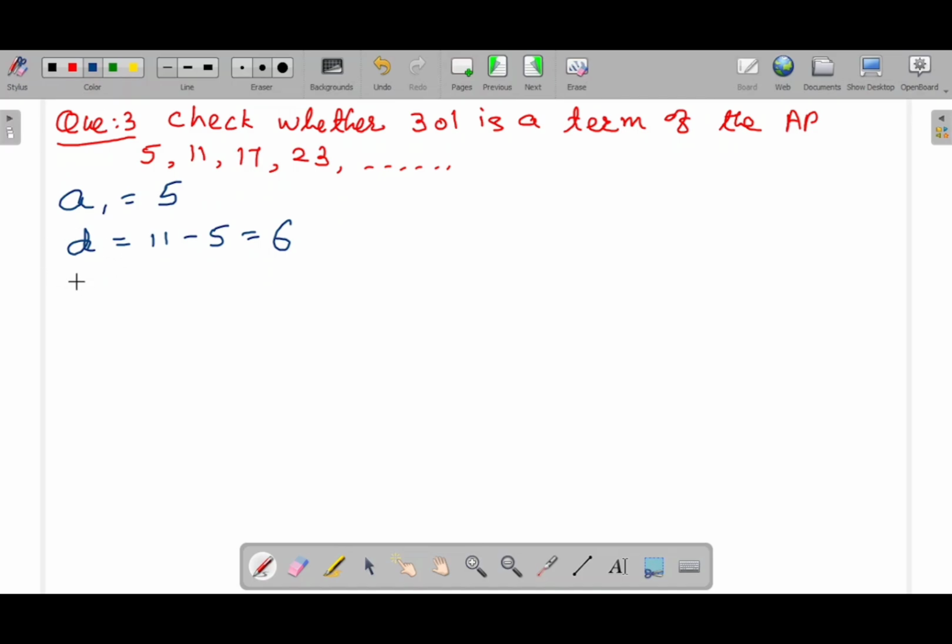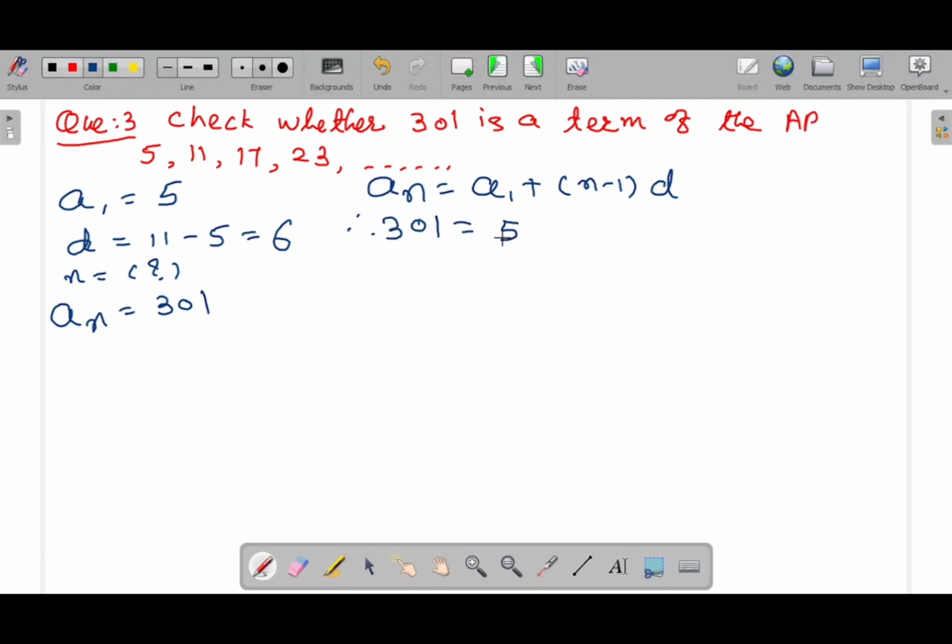We don't know what is n, but we want to find whether this 301 is a term of the AP or not. So let us consider that this nth term is 301, and we try to find n. So an equals a1 plus n minus 1 into d. That means 301 equals 5 plus n minus 1 into 6.